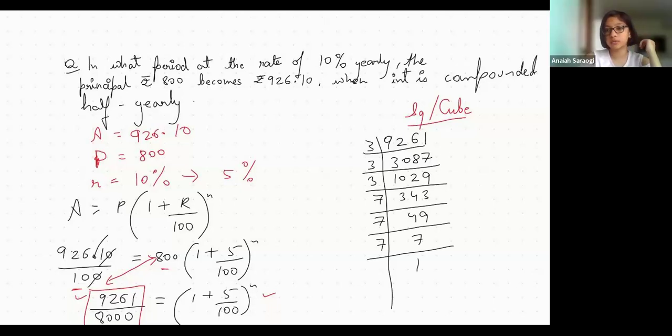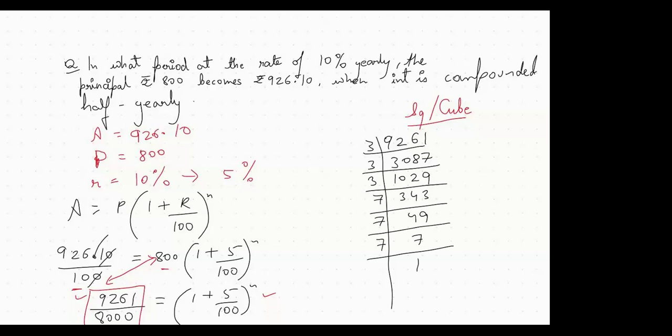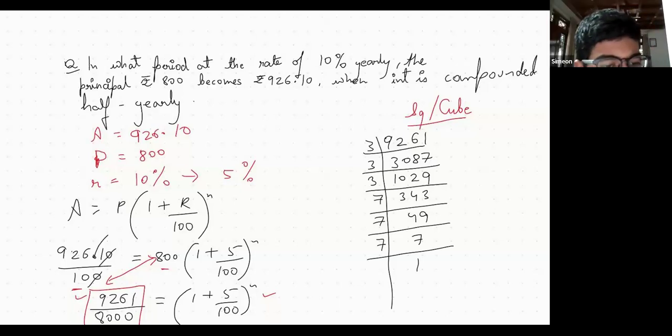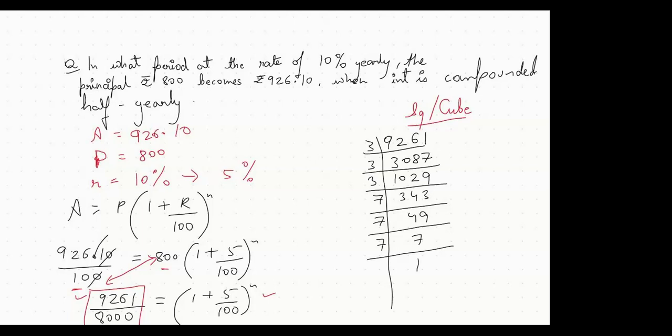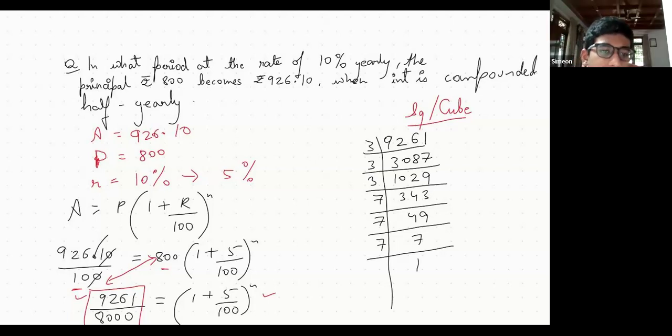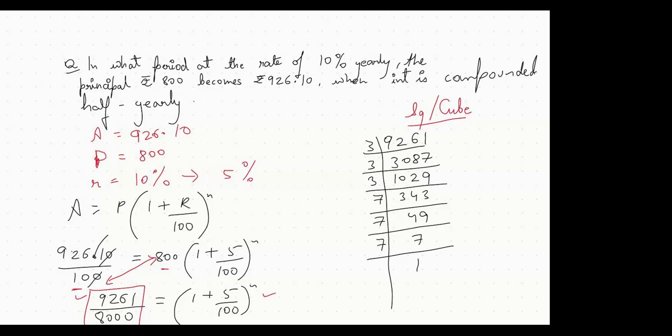Ma'am, so if I make pairs of 2 for the cube root, it will not be possible, okay? Isn't it 926.1? No, Simeon, we removed the point. It was 926.10. We removed the point and put 100 in the denominator. When we cross multiplied, the 0 and 0 we cut. But how did you remove the point? On what basis?